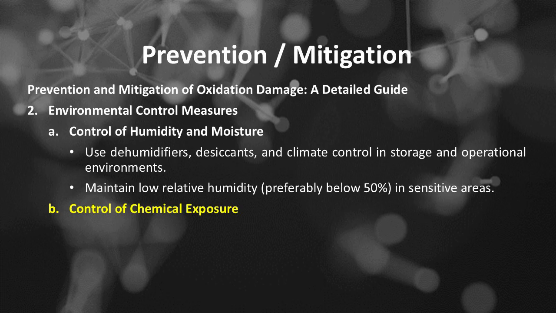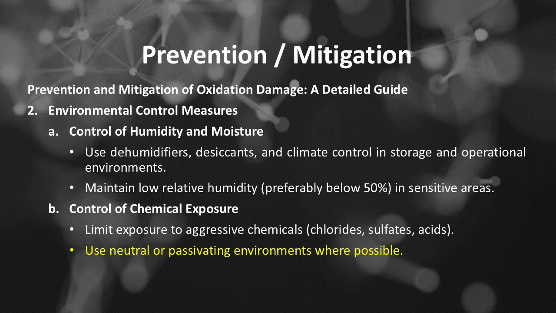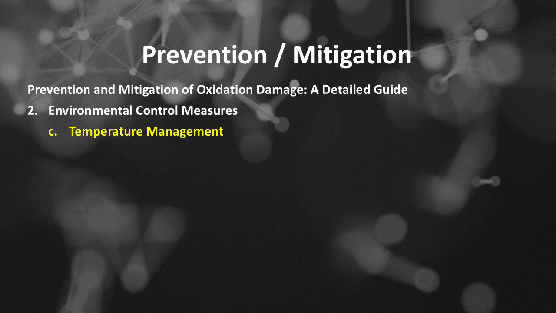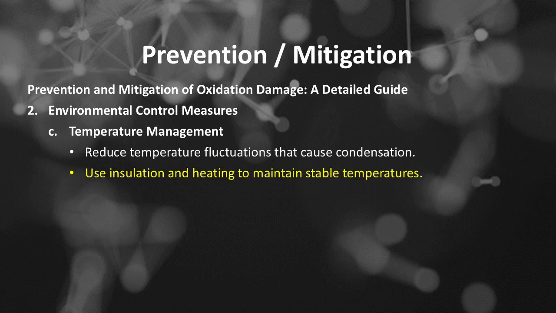Number B of environmental control measures is control of chemical exposure. Limit exposure to aggressive chemicals: chlorides, sulfates, acids. Use neutral or passivating environments where possible. Number C is temperature management. Reduce temperature fluctuations that cause condensation. Use insulation and heating to maintain stable temperatures.